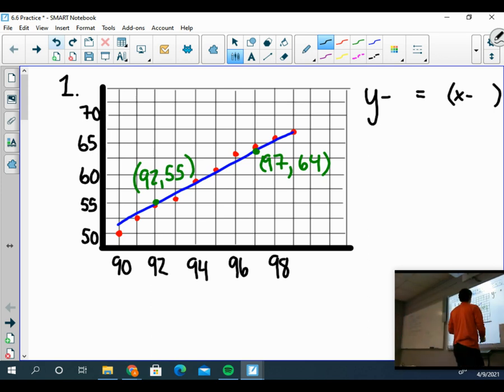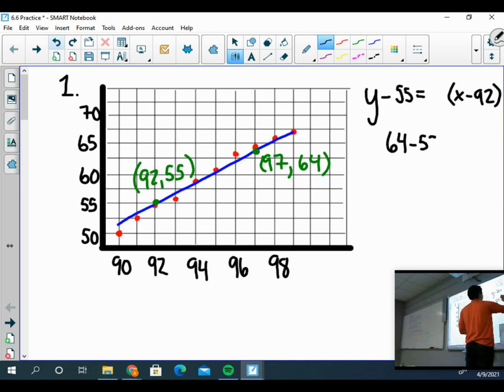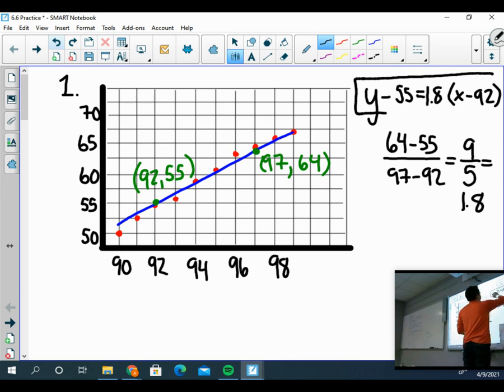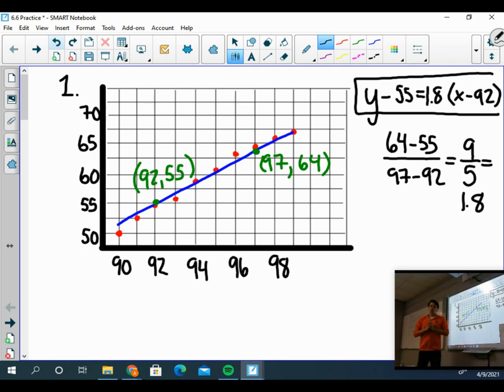What I'm going to do is I'll use the point 92, 55 as my point. Now I need to find my slope, so I do y2 minus y1 over x2 minus x1. And when I do that, I'm going to get 9 over 5, which is 1.8. So my slope is 1.8. And this is the equation of my trend line.